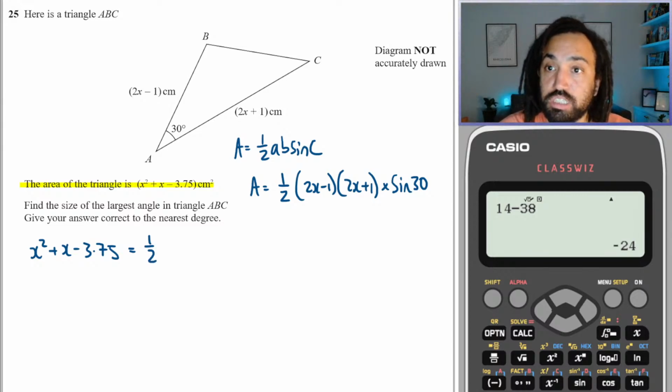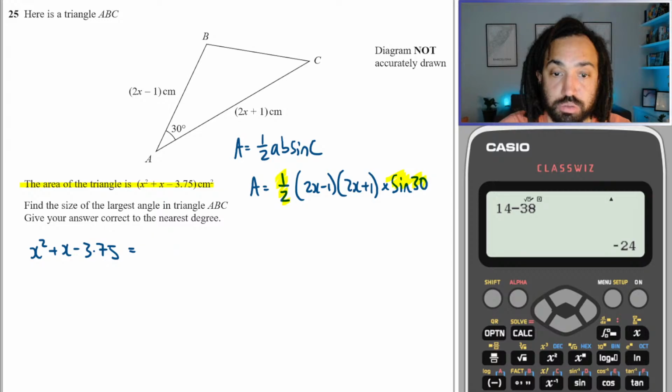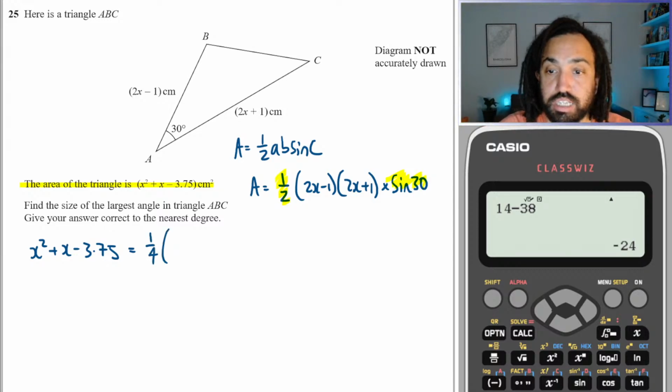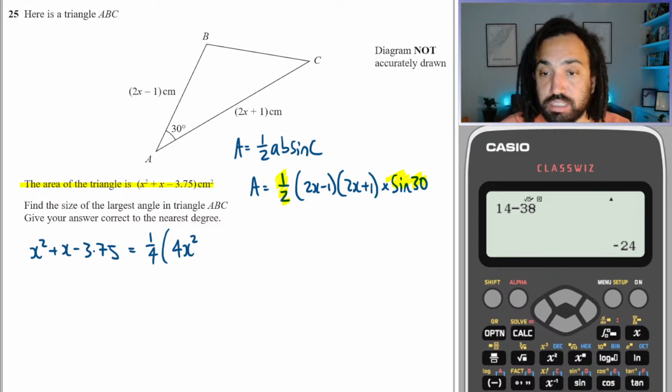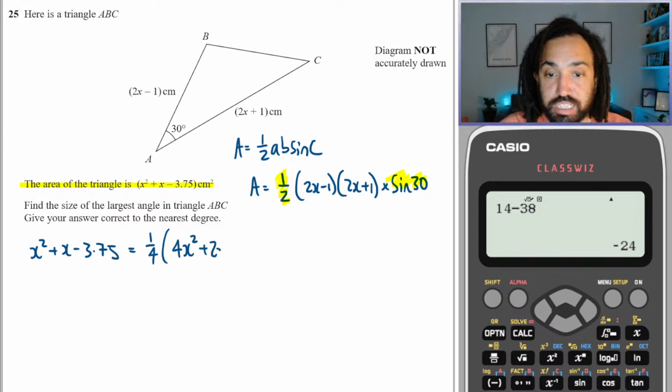And that is a half. It's actually a quarter, because you've got a half here, and sine of 30 is a half. So a half times a half is a quarter. And then we're going to multiply out these brackets to get 4x squared. We'll get plus 2x and minus 2x, and we'll get minus 1.